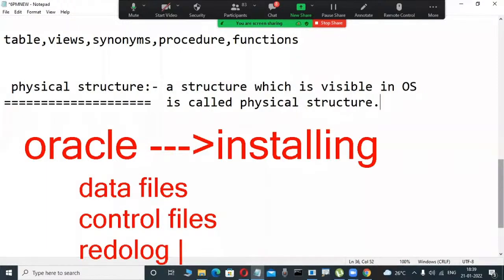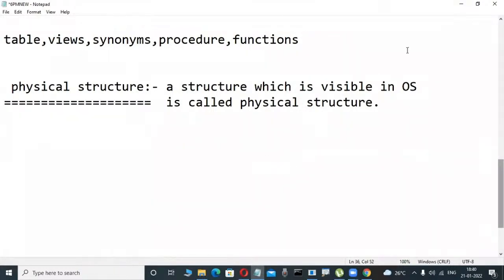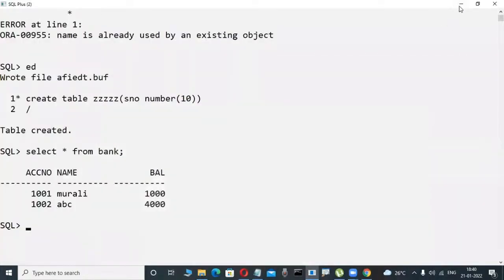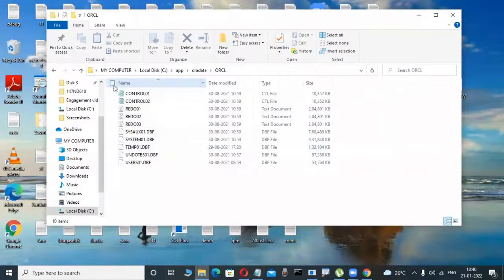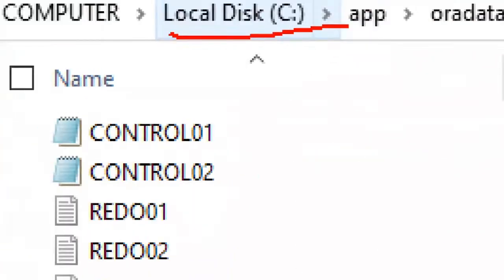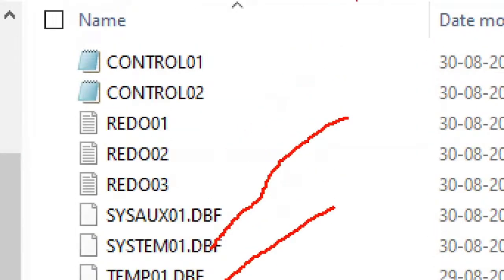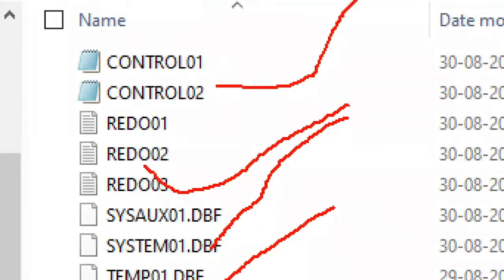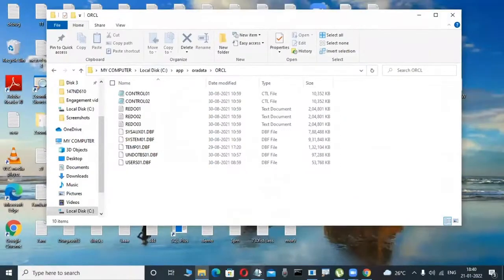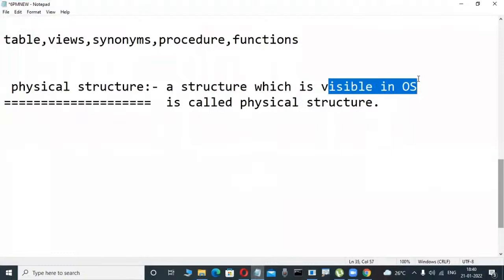You don't have an idea about all these things yet. In the future, in the DBA concept, this is just a rough introduction in our course. Whenever I'm installing Oracle software, some files are automatically created on the disk, in C drive or D drive. These are data files, .dbf files. You are not familiar yet; later you will be. Control files, redo log files. That's why a structure which is visible in the operating system is called a physical structure.